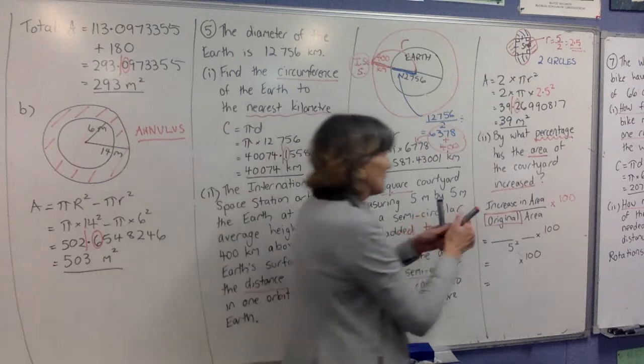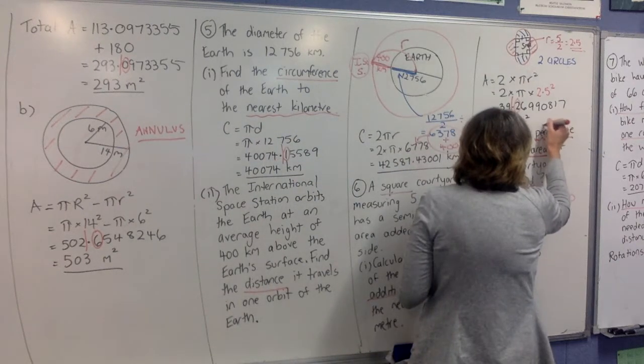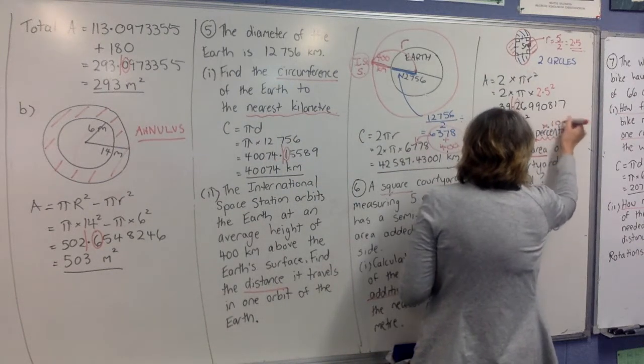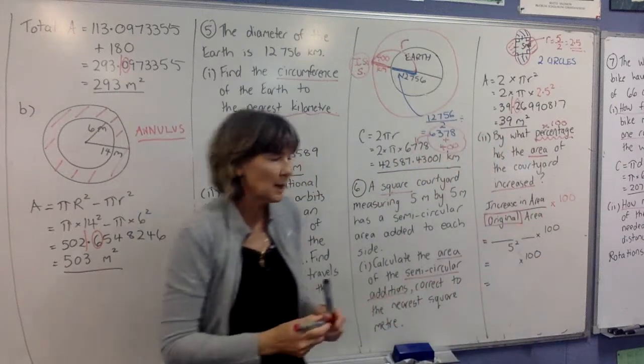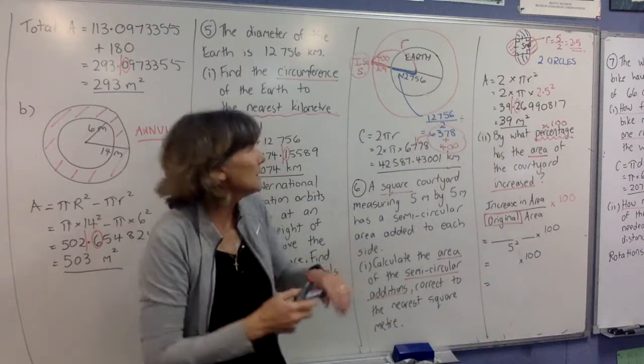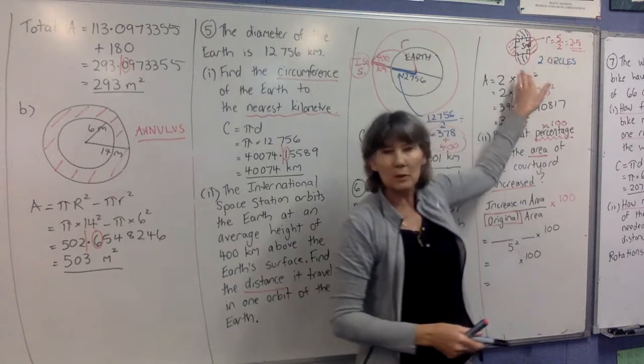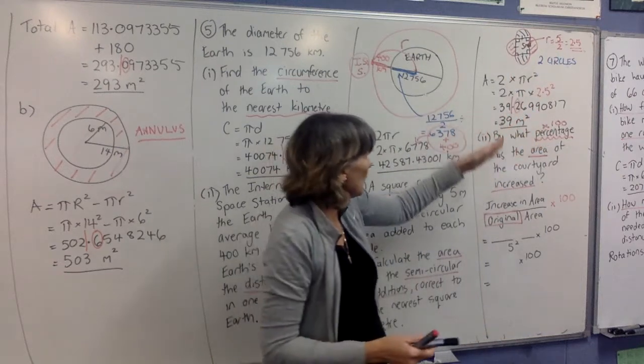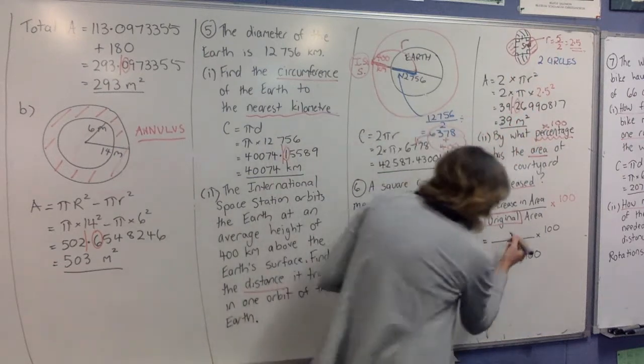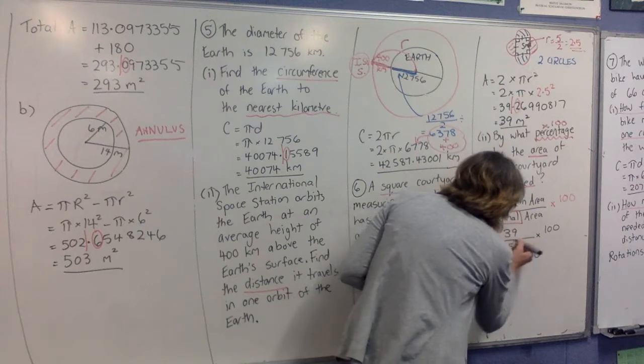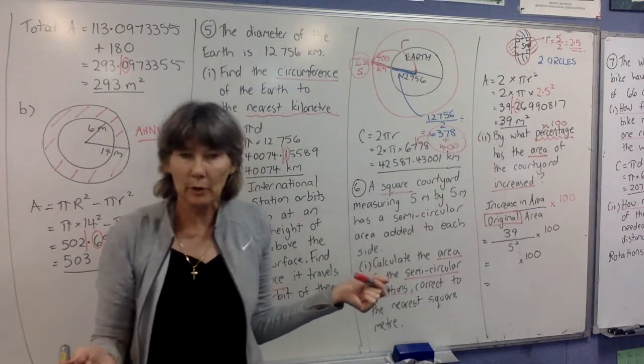And then we want to make it a percentage, so that tells you to times by 100. So that's what I've done over there. Now, the increase in the area are all these semicircular bits we've added to it. So we've worked that out, and it's 39. That's your increase in the area, all the extra semicircles you put on.